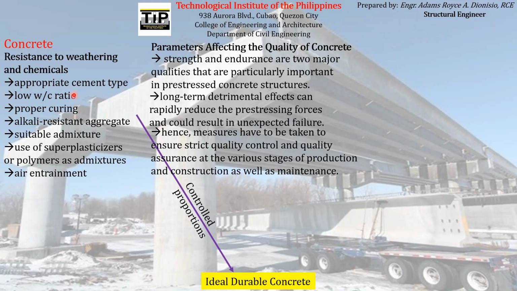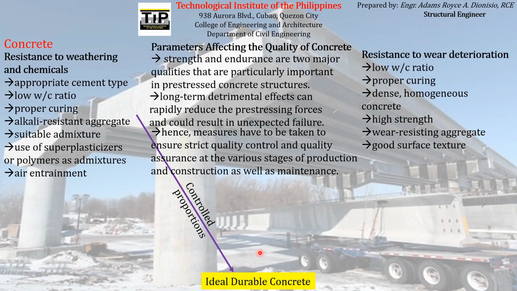So if you have these things together with controlled proportions, we can ensure that our concrete will be resistant to weathering and chemicals. Therefore, our concrete will be ideal or durable concrete. Another quality that our concrete must possess in order for it to be ideal or durable is it must be resistant to wear deterioration.